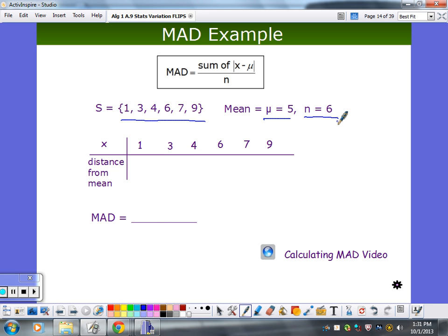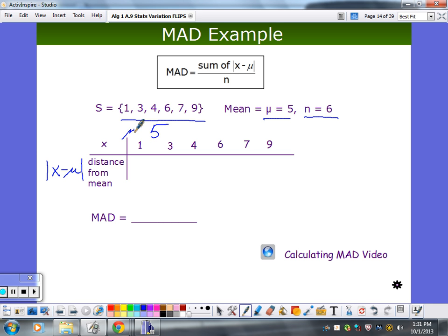The number of numbers: 1, 2, 3, 4, 5, 6. N is always going to be how many numbers I have. So for the distance from the mean, I'm going to take each x value, subtract out the mean, and then take the absolute value. It's easier than it sounds.